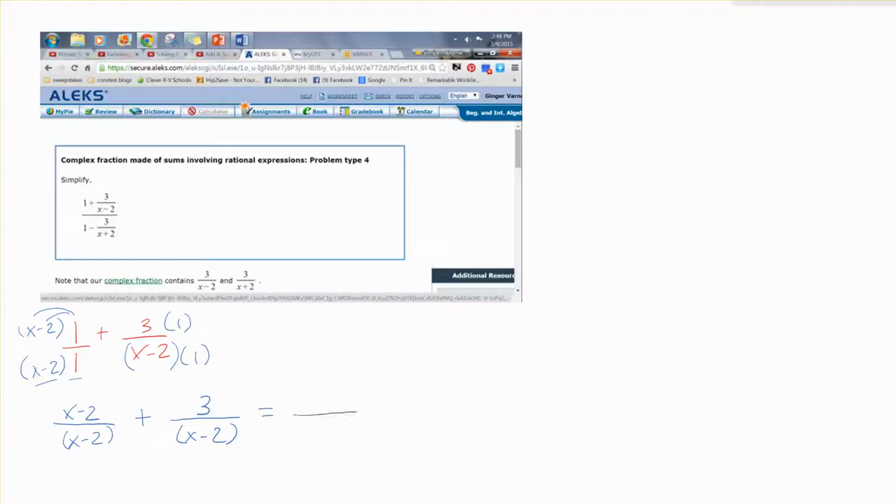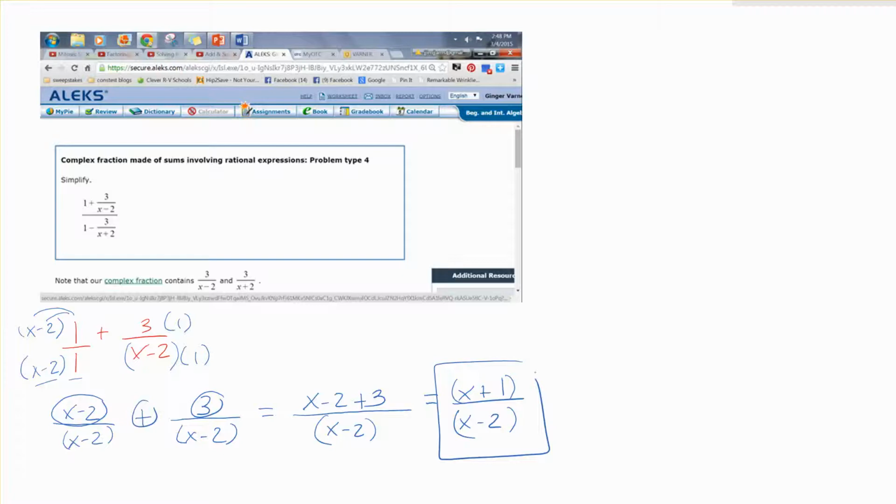So now I'm going to add these together, and I keep the denominator x minus 2, and I link together the expressions going from left to right. So I have x minus 2 plus 3. That equals x plus 1 over x minus 2. Now we've learned that we cannot cancel the x's because they're part of a binomial group. They're protected. So this is as far as we can simplify that top expression. It's x plus 1 over x minus 2.